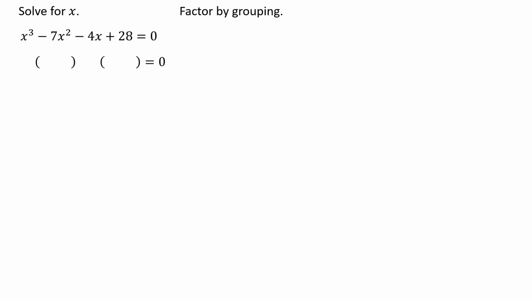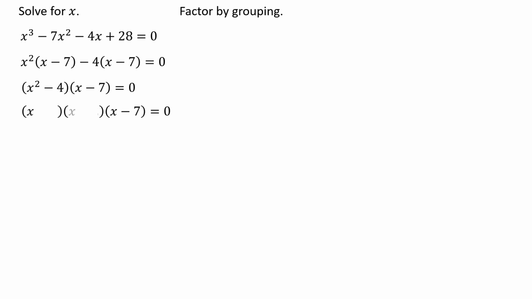you'll say, hey, x squared is a common factor from the first two, leaves us x minus 7. Negative 4 is a common factor from the third and fourth term, leaves us x minus 7. Using the distributive property, we know one factor is x minus 7. The other factor is x squared minus 4. We can continue to factor. The x minus 7 we'll leave alone.